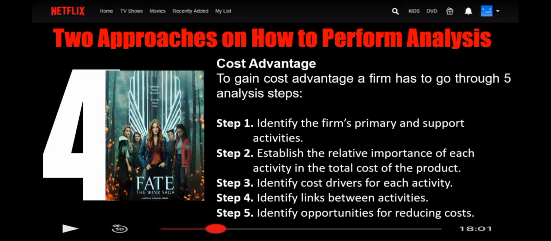The second step is to establish the relative importance of each activity in the total cost of the product. The total cost of producing a product or service must be broken down and assigned to each activity. Activity-based costing is used to calculate cost for each process. Activities that are the major source of cost or done inefficiently when benchmarked against competitors must be addressed first.